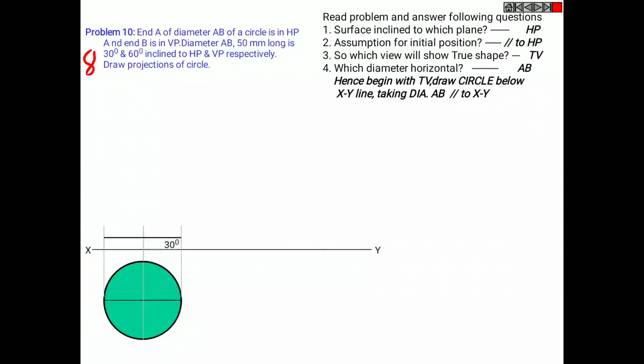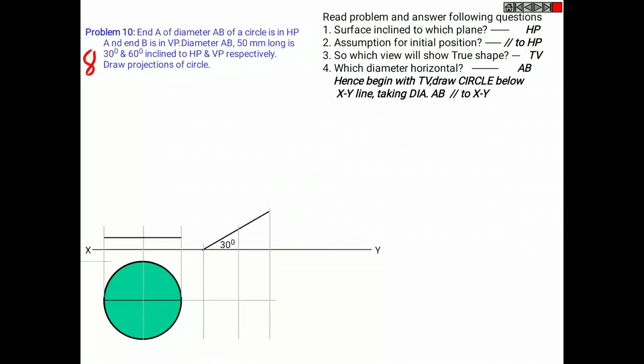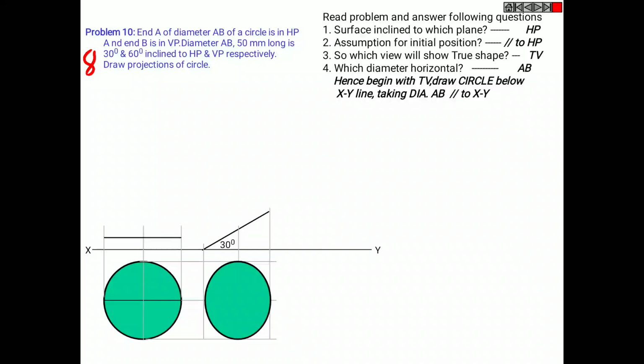Check the projections and take 30 degrees inclined to HP drawn in VP, and 60 degrees inclined to VP drawn in HP. So first 30 degrees, draw the circle which looks like an ellipse and the same part to be drawn.